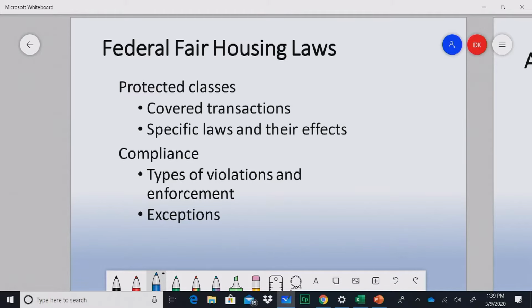So we've got this two-tiered thing that we need to know about the federal fair housing laws. We've got protected classes and we've got compliance with the law. That's what PSI wants to talk about here. Protected classes, we need to talk about covered transactions. There are 4 specific laws and their effects. Compliance with these laws, types of violations and their enforcement actions, and then there are exceptions.